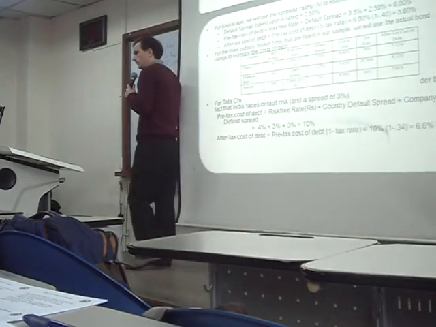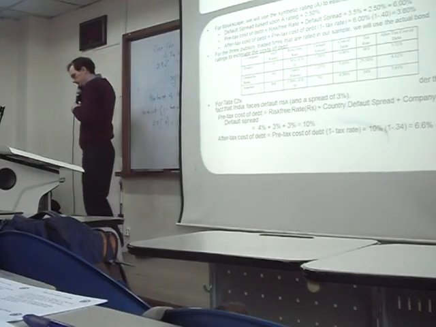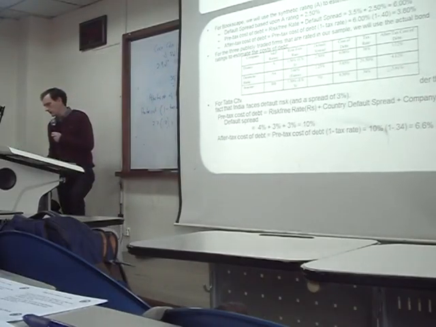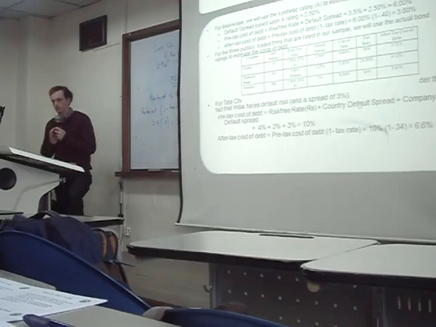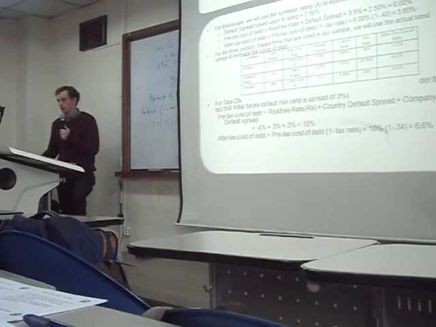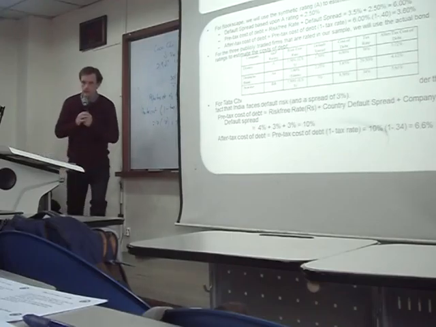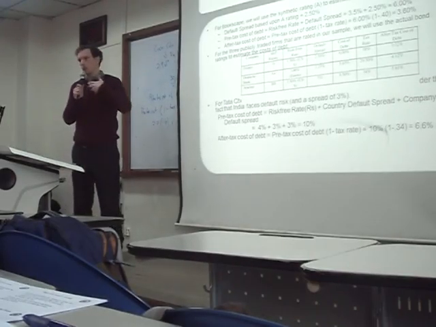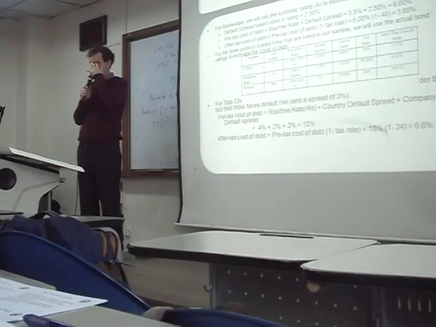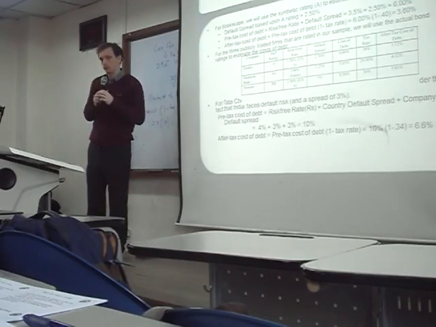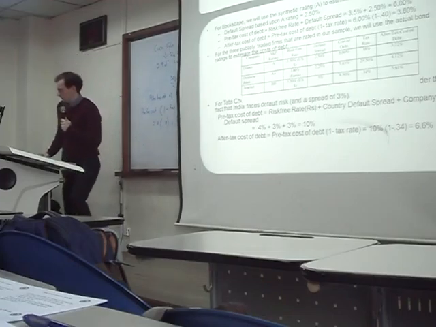Okay? So we can notice that the country default spread, we add back in again. Okay? Because the country has economic and political risk. So when we lend money to the Indian company, we don't just think about the Indian company's individual risk, we also think about country risk. Okay?